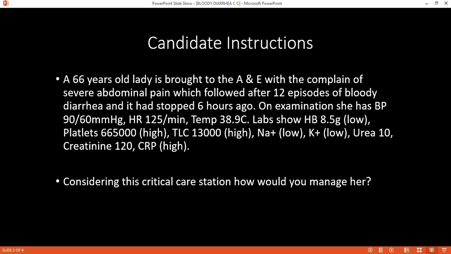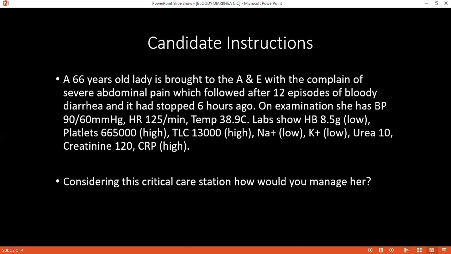Can you come up with some differential diagnosis for the bloody diarrhea that this patient had? Actually, it can be due to inflammatory bowel disease like ulcerative colitis, Crohn's disease, or ischemic colitis, or infection like infective colitis due to Clostridium difficile or Campylobacter jejuni, or amoebic colitis, bacillary dysentery, and tumor like colorectal carcinoma. Where would you be managing this patient?